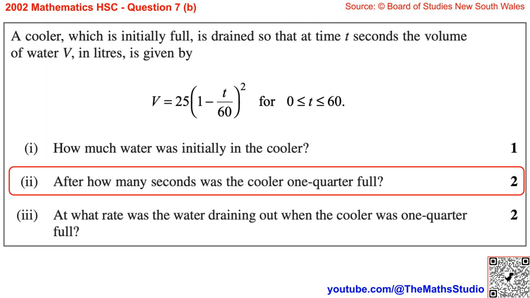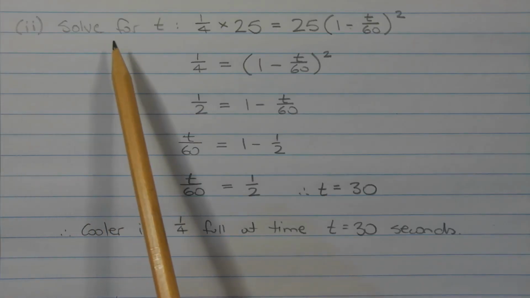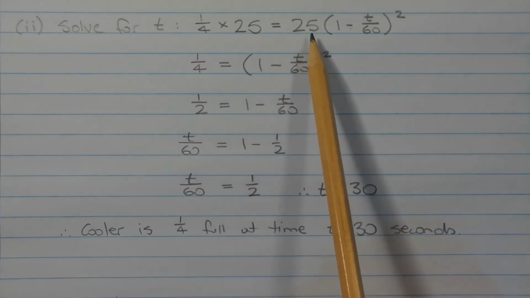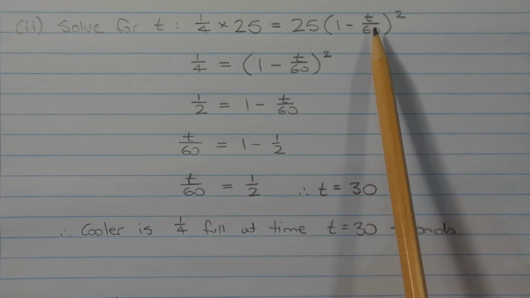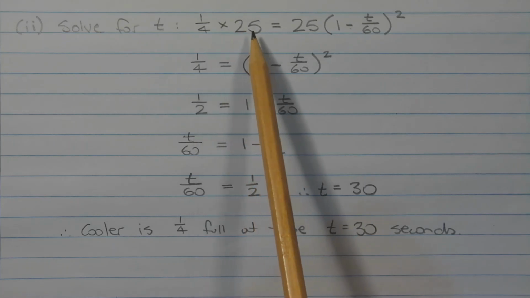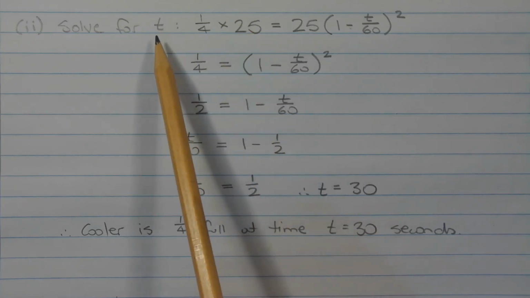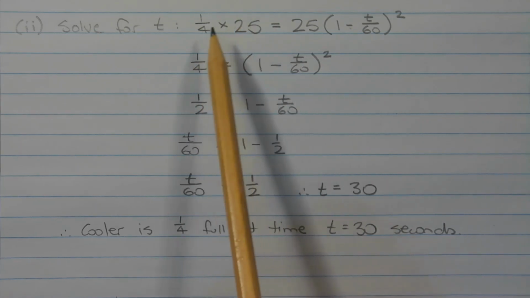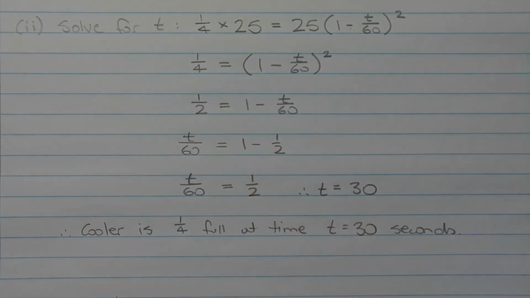Part 2. After how many seconds was the cooler 1/4 full? We want to solve for t the equation 1/4 times 25 equals 25 times (1 minus t over 60) to the power of 2. Now it's 1/4 times 25 because we want to find the time when the volume of water in the cooler is 1/4 of its maximum capacity. So that's why it's 1/4 times 25 on the left-hand side.